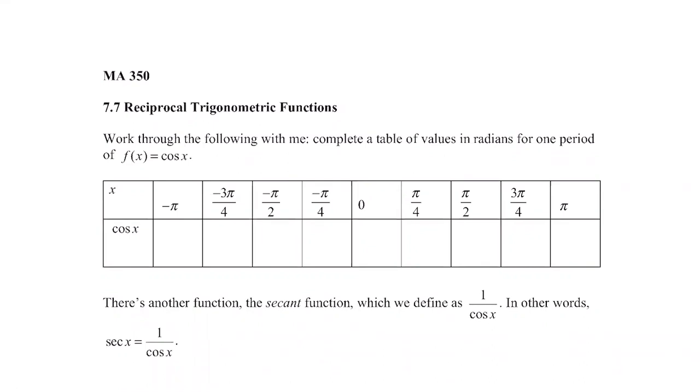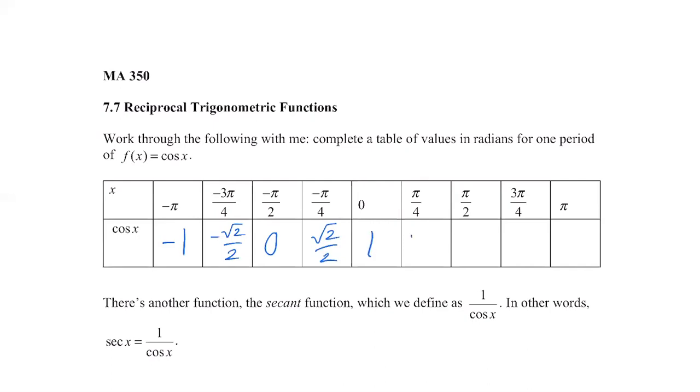Cosine of negative pi would be negative 1. The cosine of negative 3 pi over 4 is going to be negative root 2 over 2. The cosine of negative pi over 2 is going to be 0. And the cosine of negative pi over 4 is going to be a positive root 2 over 2. The cosine of 0 is 1.